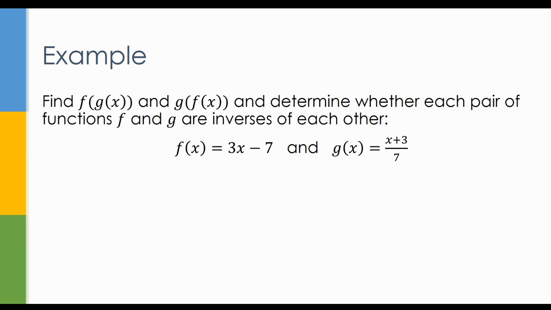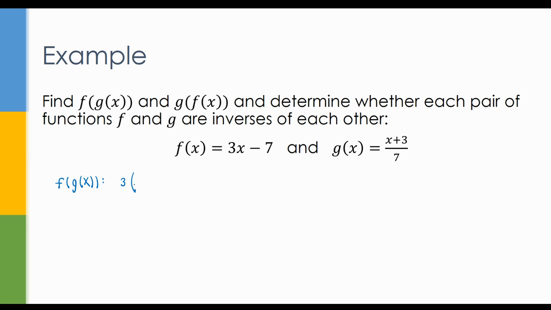Okay, we're going to find f of g of x and g of f of x, and we're going to determine whether each pair are inverses. So in the last problem, I told you that they were, and we were verifying. Now I'm giving you two functions, and we are going to determine whether or not they are inverses. So we'll start with the f of g of x. So remember, that means that the x plus 3 divided by 7 is going to go into the x in the f of x function.